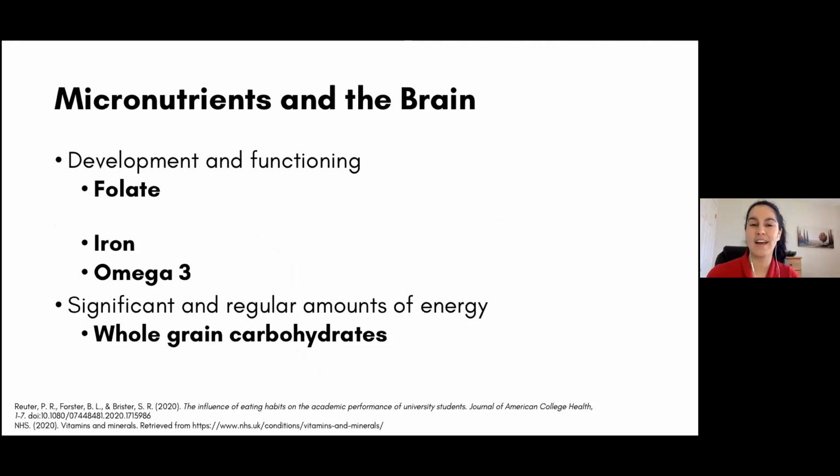Focusing specifically on micronutrients, there are specific foods that help the brain. I've listed a few here that focus on the development and the functioning of brains. If we're looking at children, teenagers and adolescents who are full-time students, we want to make sure that by consuming a balanced diet, they're able to get these nutrients. So I've listed some here: folate, iron, and omega 3. Can you think of any specific foods that have these micronutrients? Maybe some of you need a little push, so I'll uncover the answers for you.